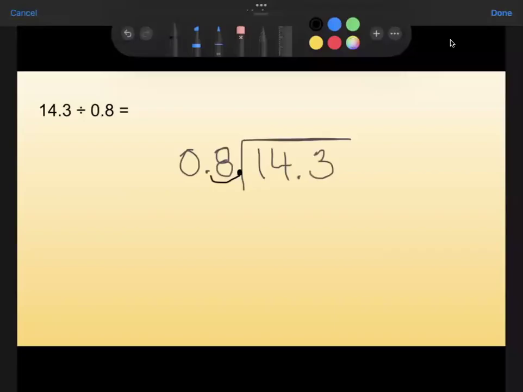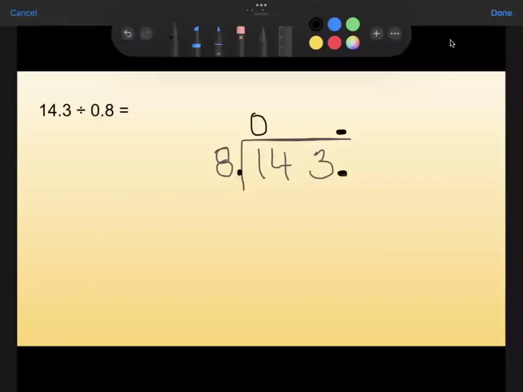And then I have to move the decimal on the inside the same amount of spaces to match. So I'm going to have to move it one place over here and put the decimal up into the answer space. Now I can get rid of this 0 in front because I no longer need it. And now I'm going to erase some things that I don't need anymore, so it's a little more visually clear on what I'm doing. So 8 does not fit into 1.